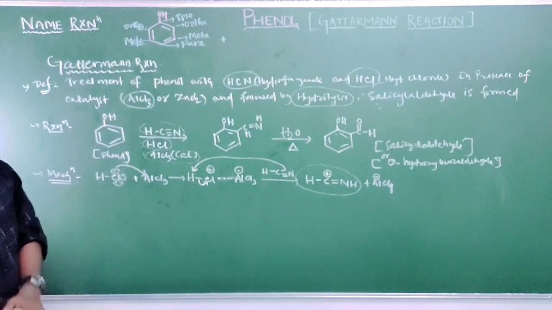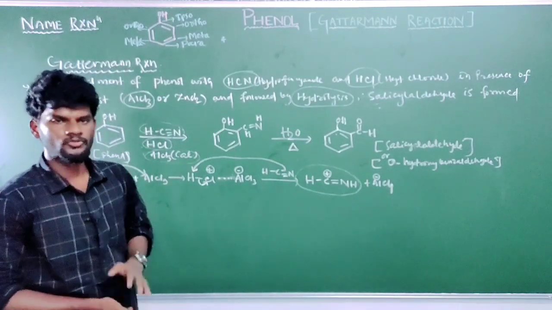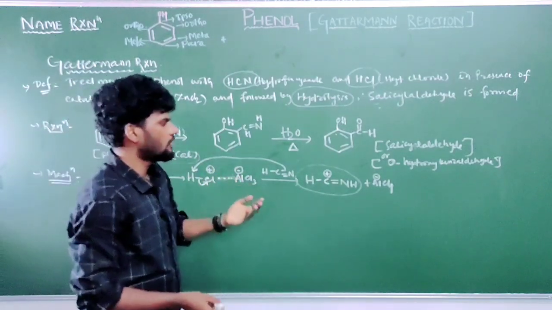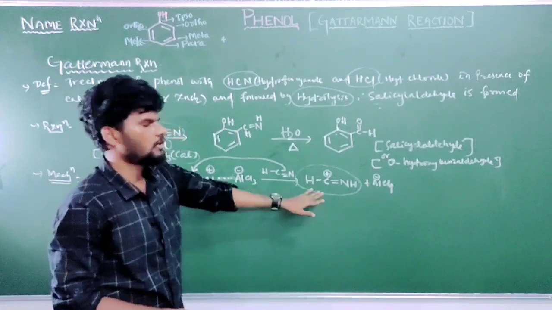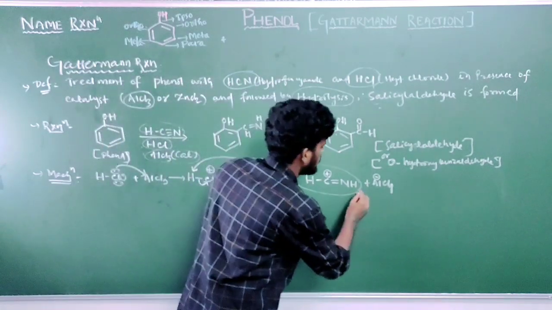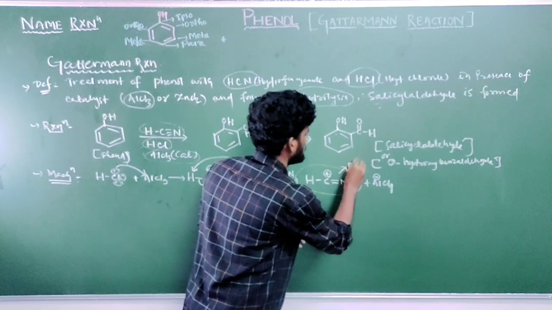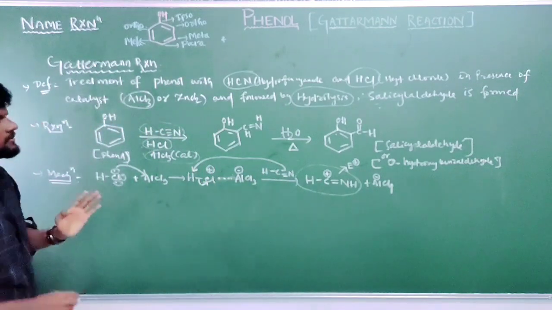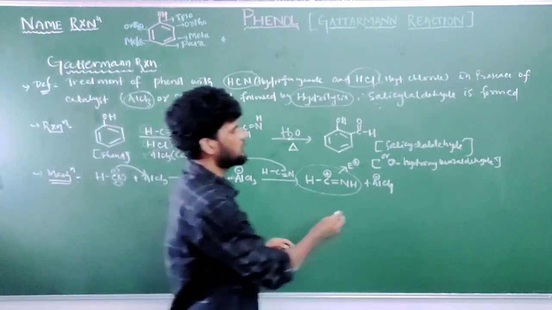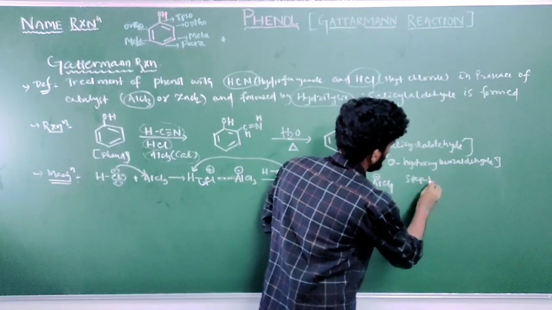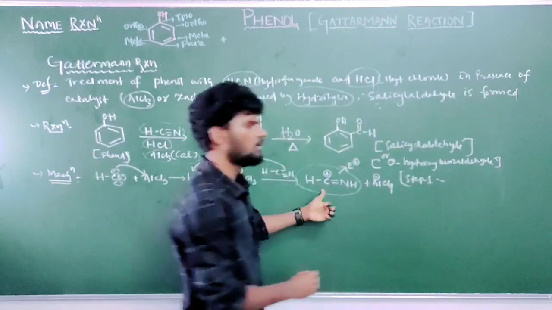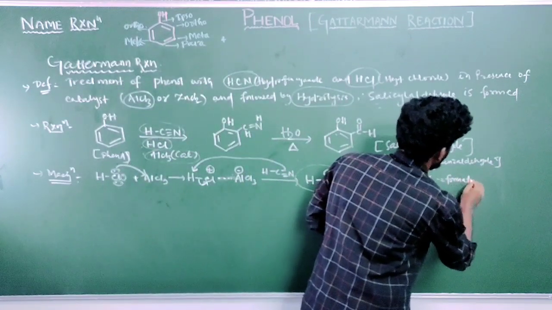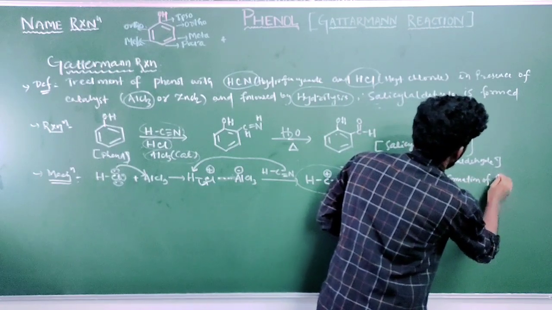Phenol undergoes electrophilic aromatic substitution reaction. Aromatic ring is phenol, and we need one electrophile, we got the electrophile here. Iminium ion type. This is the electrophile, E plus. Electrophile now we got. So this step we can write as what? Step 1 we can write as formation of electrophile, right? Step 1, formation of electrophile.